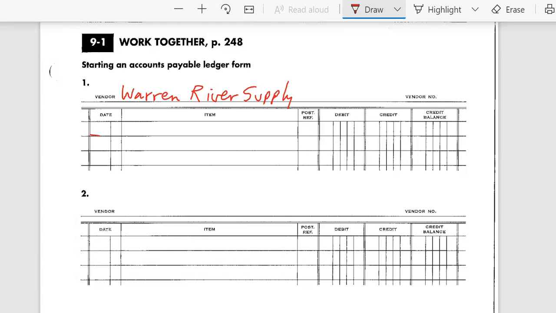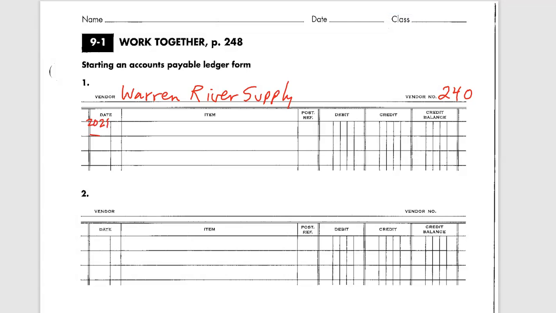And the account number for Warren River Supply is 240. All right, and the balance on October 1st of the current year is given. So we'll do 2021, October, and 1st. And since this is a brand new balance, I'm going to write the word balance in the item column. So this was brought forward from a previous month. And remember, accounts payable has a normal credit balance, so I'm not going to put anything in the debit or credit because that would be something that would be posted from a journal. I'm not posting from a journal here. I'm just basically bringing forward what was owed to them from the previous month.